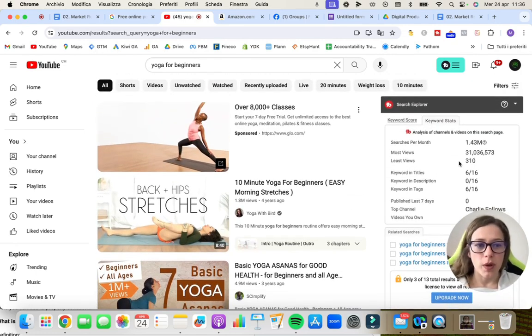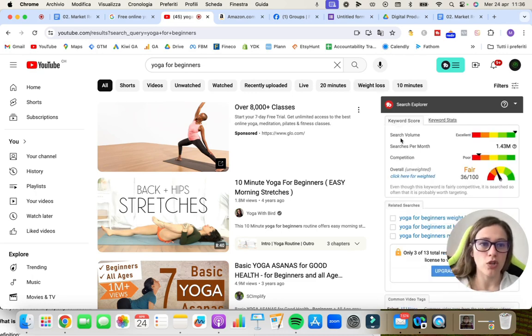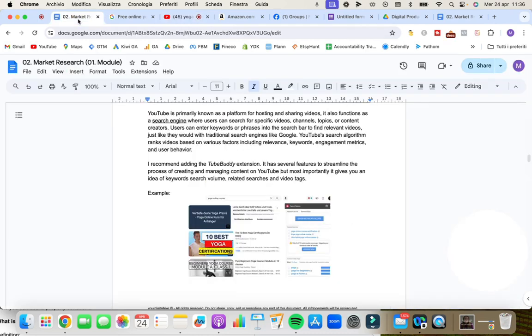So here, very important, as I said, you note down the first 10 videos that pop up and you play around a little bit with the keywords and the long tail keywords that pop up. You make sure you write down the search volume and the competition, the searches per month, and also the competition level. Very important, this part.